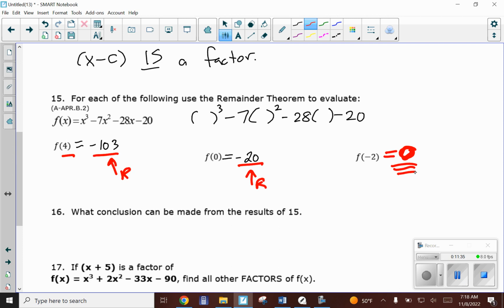So it says, what conclusion can be made from the results of 15? The only one that's going to be a factor is x plus 2 is a factor. Remember that the only time you get it as a factor is when it gives you an answer of 0. And when you use this number, you have to remember to always change the sign.